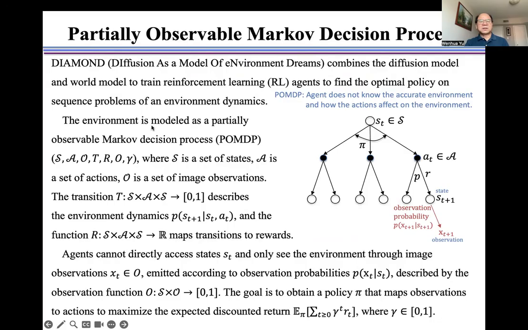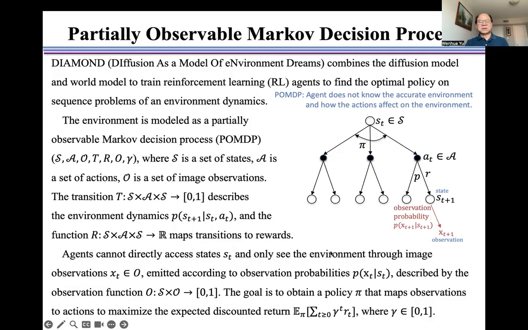The environment is modeled as a partially observable Markov decision process, as shown here, where S is a set of states, A is a set of actions, O is a set of image observations. The transition function T describes the environment dynamics P, and the reward function R maps transitions to rewards, as shown here.